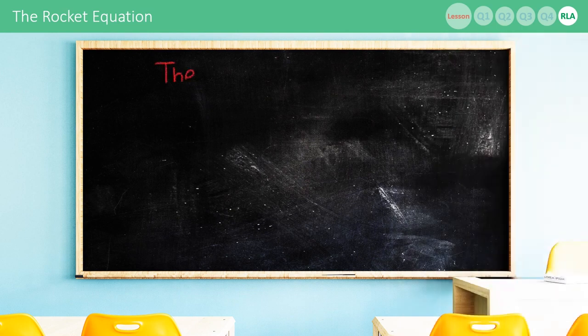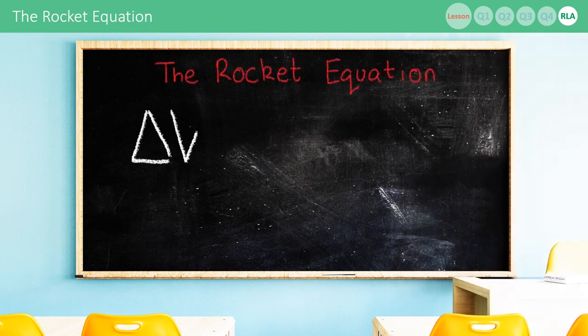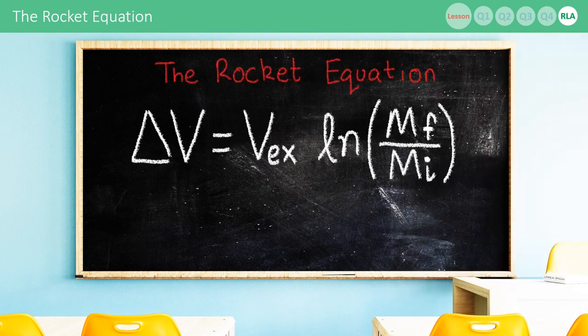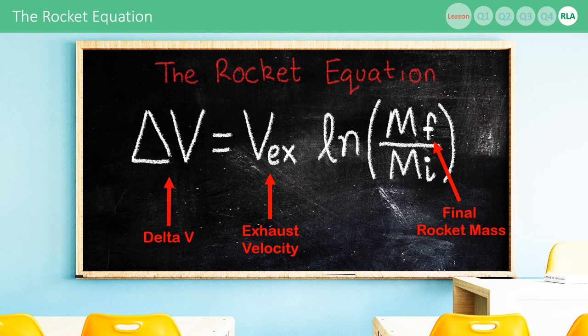To work out a rocket's delta V budget, we use the rocket equation, which looks like this. A rocket's delta V is equal to its exhaust velocity times the natural logarithm of its final mass after it's burnt all of its fuel, divided by its initial mass before it's burnt all of its fuel. How do we come up with this equation? Well, it's through solving a differential equation.